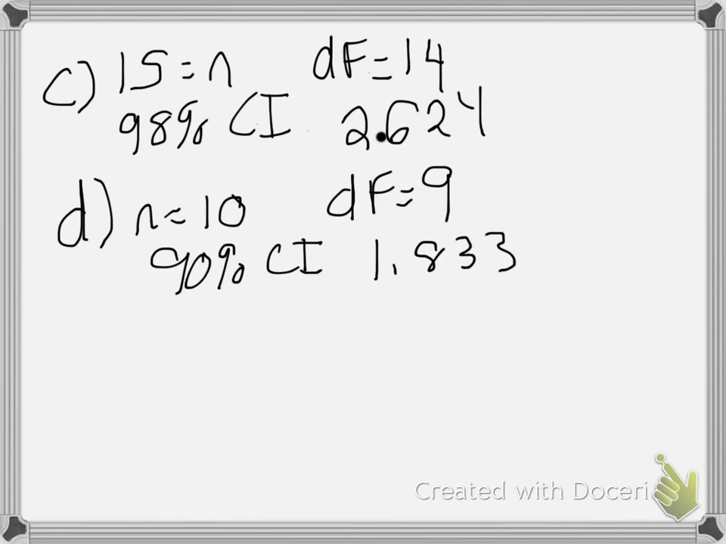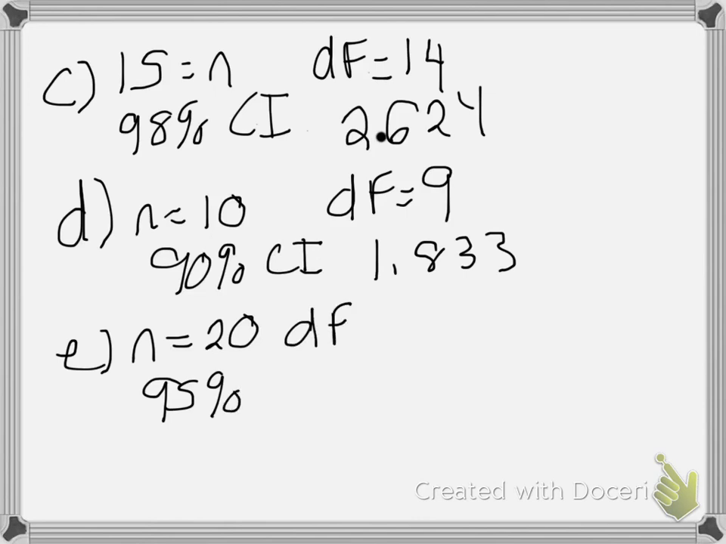And now let's do E. I have n equals 20, and we have 95% again. So remember, the biggest thing you got to remember, do the degrees of freedom. Degrees of freedom equals 19. So you go to 19 and 95%, and you should get 2.093. Hopefully that makes sense.